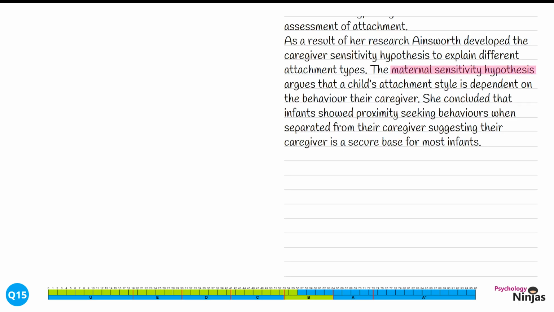We've linked this into the procedure still by talking about the caregiver being used as a secure base and how they are willing to explore from the caregiver. We're going to move back to evaluation.